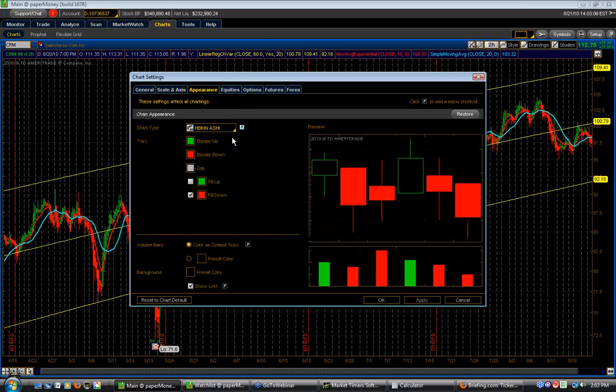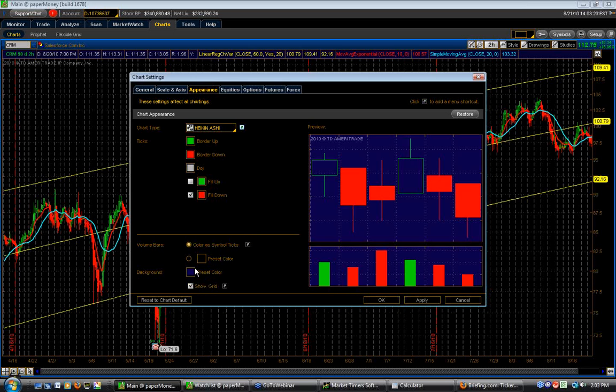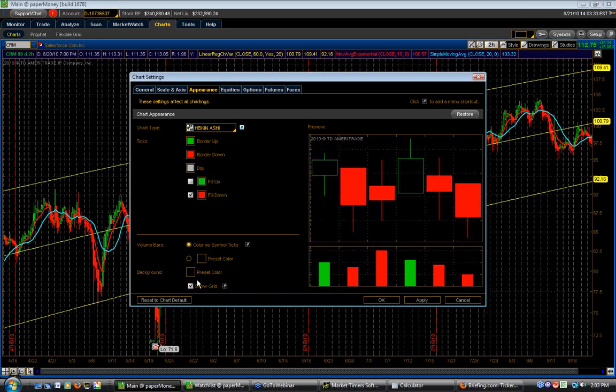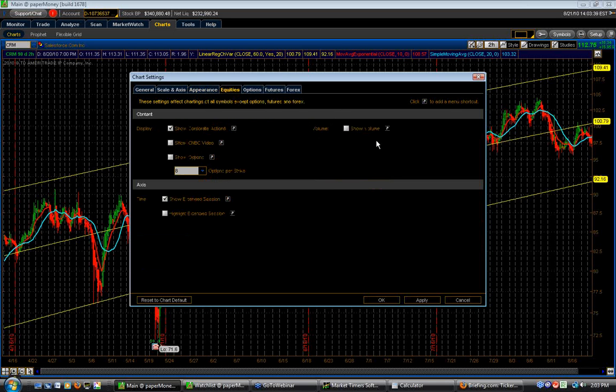Appearance, under chart type, I like to use Heiken Ashi. Study up on that, guys. It smooths out the candle patterns. Helps me stay in a trade. Helps me follow the trend a little bit better. By default, the background color is set to this blue. I don't like it, so I've got my preset background color set to black. Under equities, I've unchecked show volume and unchecked highlight extensions. All right, that's how I set up the background of the chart. Okay?